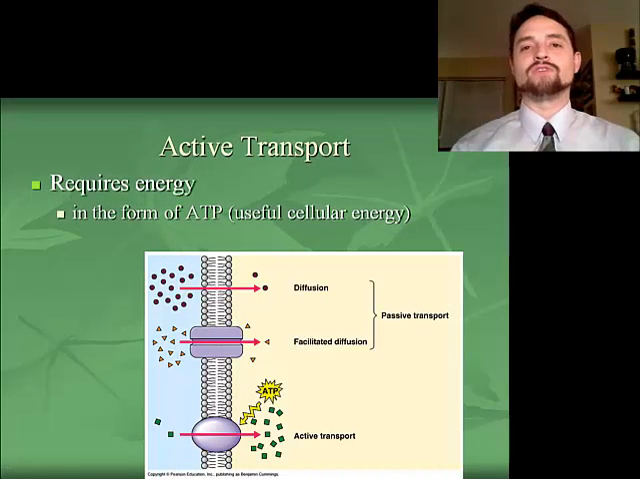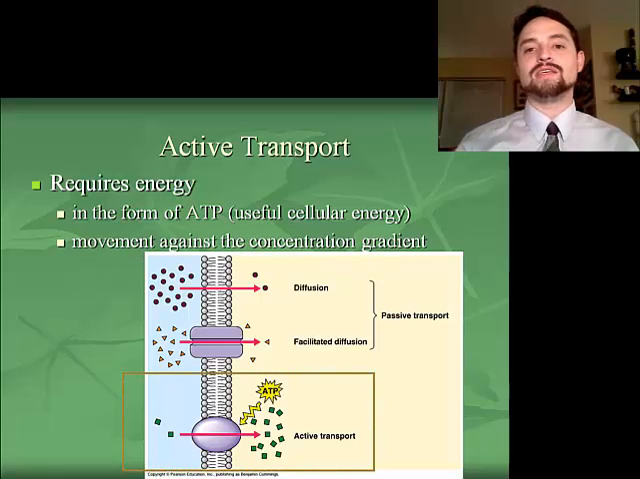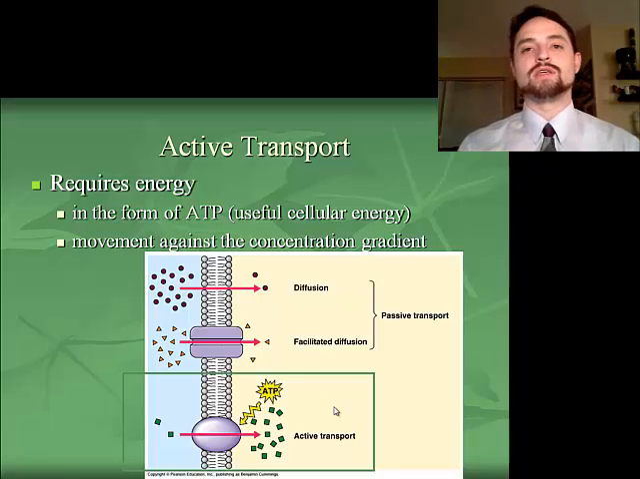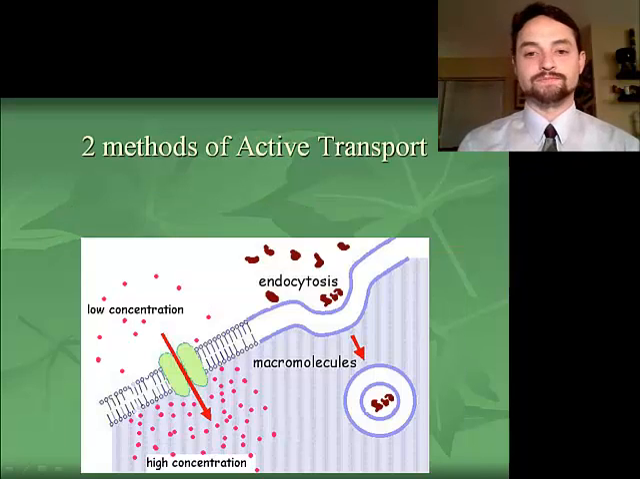So when we're looking at active transport in cells, we're talking about things that require energy, and the energy that they require is in the form of ATP, which is useful cellular energy, or the type of energy that cells want to use. And it's movement against the concentration gradient. And we're going to look at some other examples of that right here. You can see the example on the screen going from low concentration to high concentration with energy applied. We call that against its concentration gradient, and that is active transport.